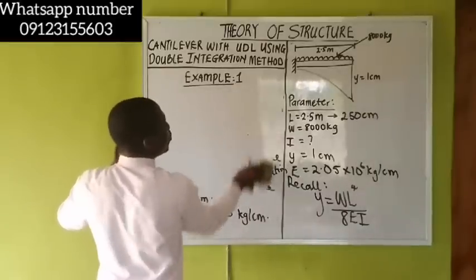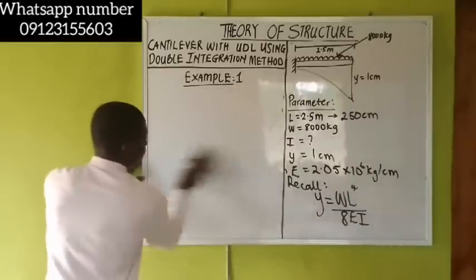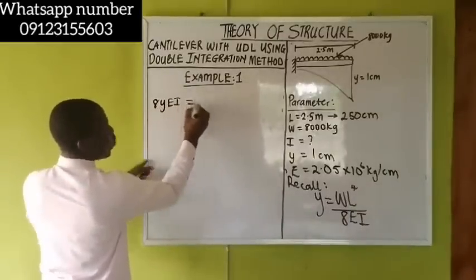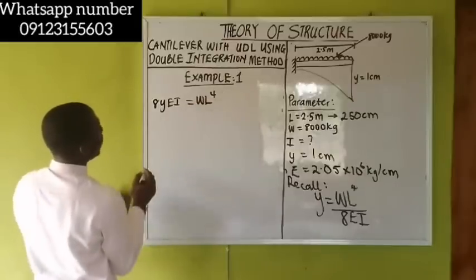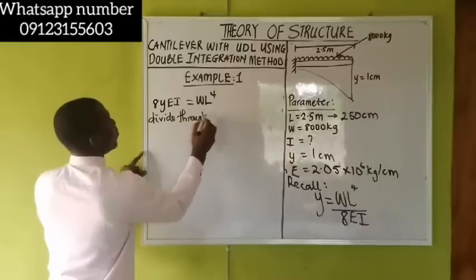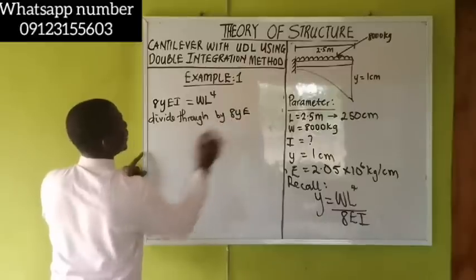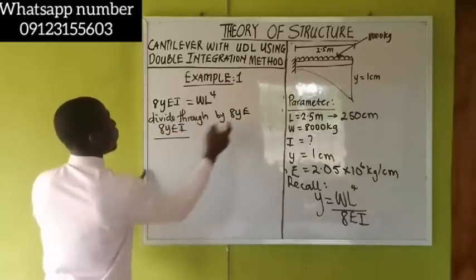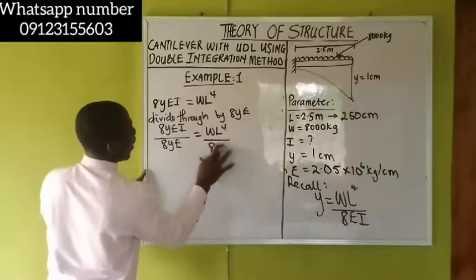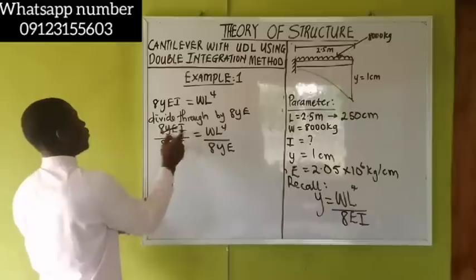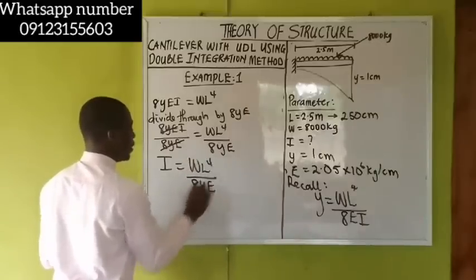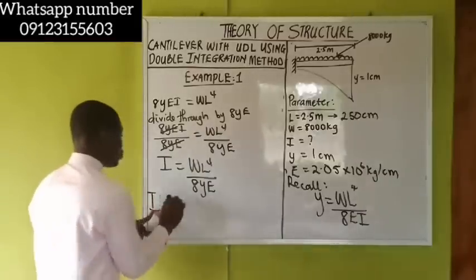So if I input values, what do I get? If I multiply, I will have 8yEI is equal to WL to the power 4. Divide through by 8yE. That becomes 8yEI divided by 8yE is equal to WL to the power 4 over 8yE. This cancels out this. I'm left with I. My I now will be equal to WL to the power 4 over 8yE. Now my I, the moment of inertia, is equal to W.